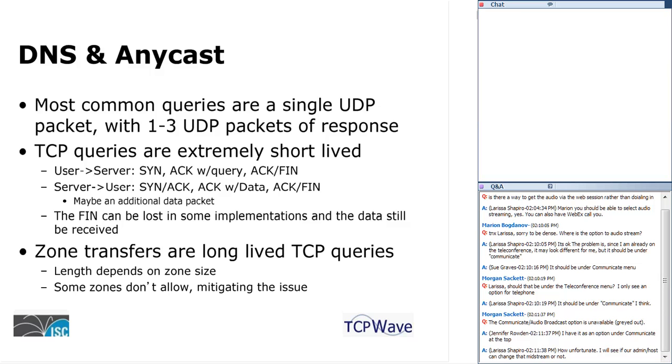Of course, there are longer-lived TCP transactions, namely zone transfers. If your zone is very big, and you have an unstable network, or the internet is having a bad day, you might see some instability that affects zone transfers. But that usually is only an issue with very big zones, not with most of them.